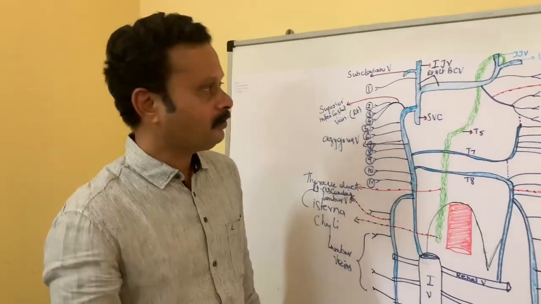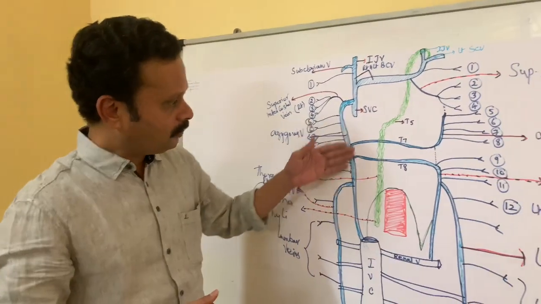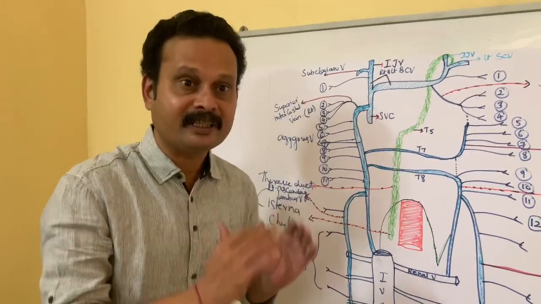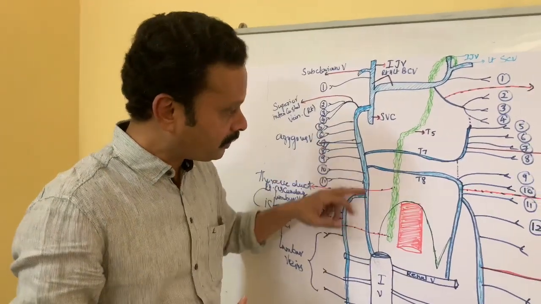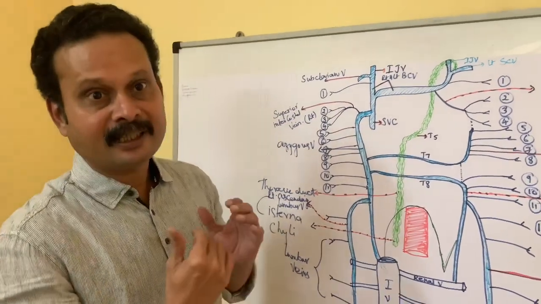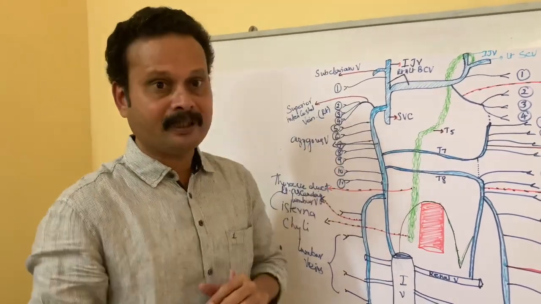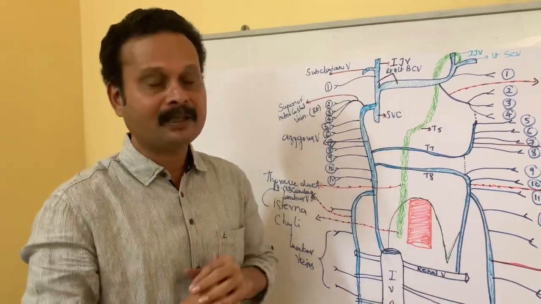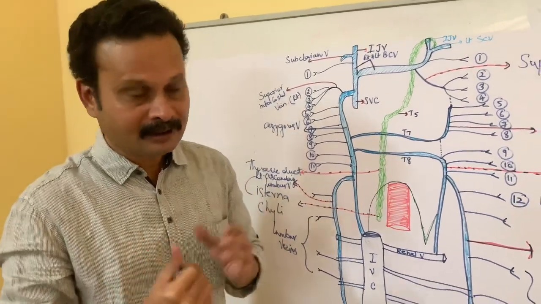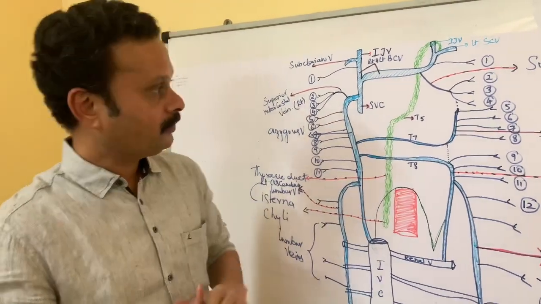Coming to the development of the azygous vein, it develops from two sources. The lower vertical part of the azygous vein develops from the right azygous venous line, whereas the arch of the azygous vein develops from the persistent cephalic part of the posterior cardinal vein. So the azygous vein develops from two sources: the right azygous venous line and the posterior cardinal vein.